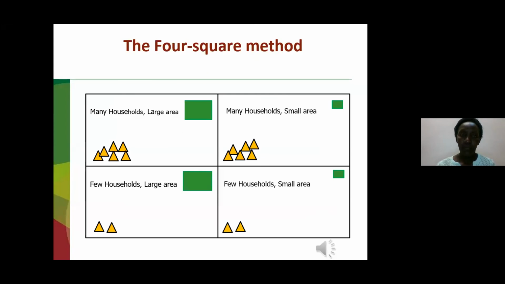That is, if the variety is grown by many or few households, and if this is on a large or a small area. Each square therefore represents either varieties grown by many households on large area, many households on small area, few households on large area, or few households on a small area, as indicated in this figure.